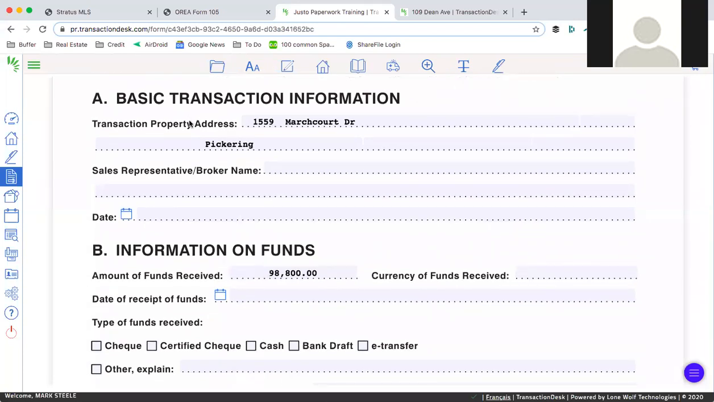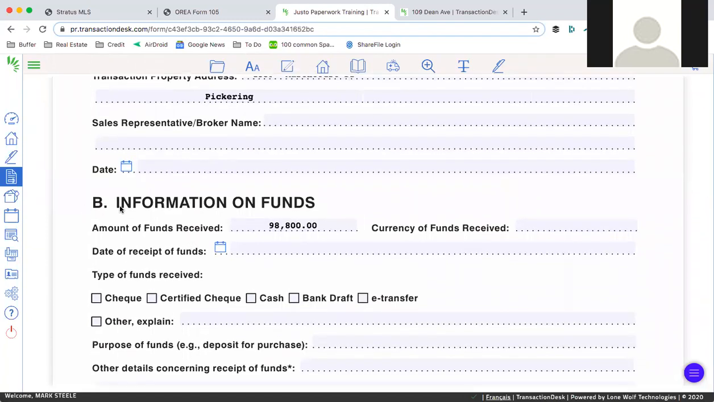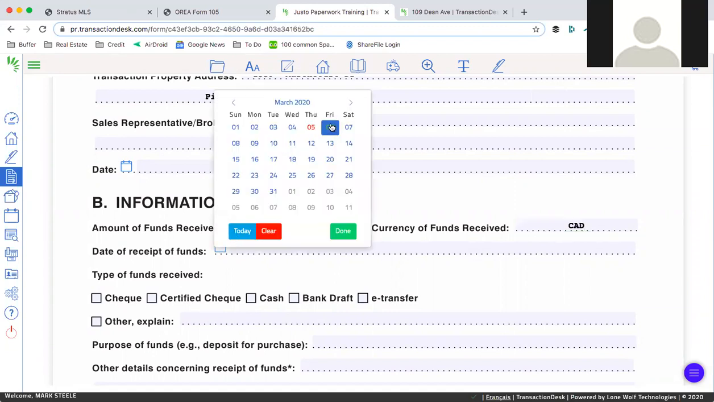So essentially, you're going to put the transaction address again, your name and the date, and the amount of funds received is going to be put in this B, information on funds. So the amount of funds received is going to be whatever that deposit amount was, 98,800. Currency is likely going to be Canadian. The date that you received the funds, so you might have got it the next day.